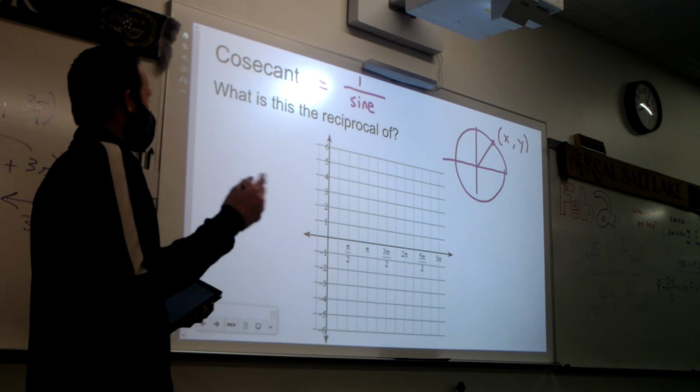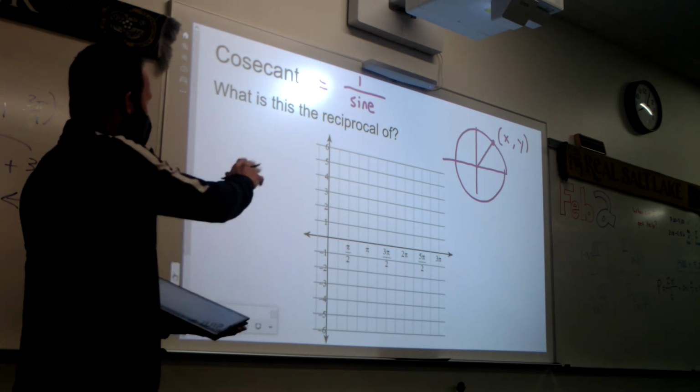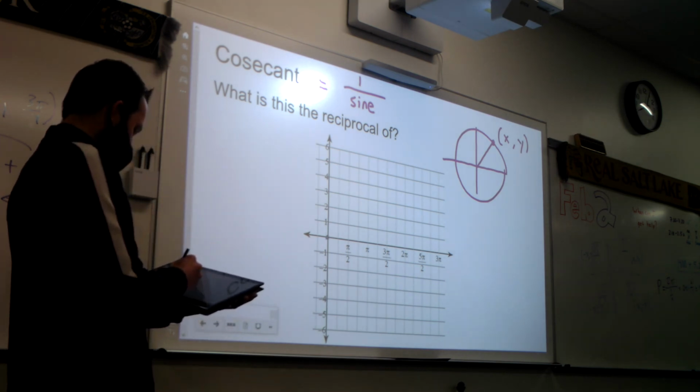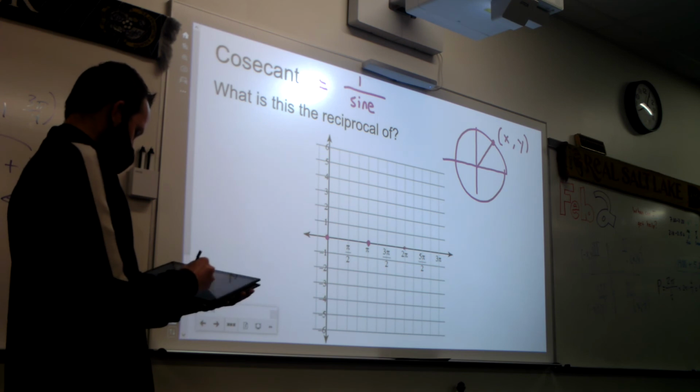Alright, hold on, let's back up. Let's try this a different way. Let's just graph sine, okay? Take a second, I want you to graph sine on here.